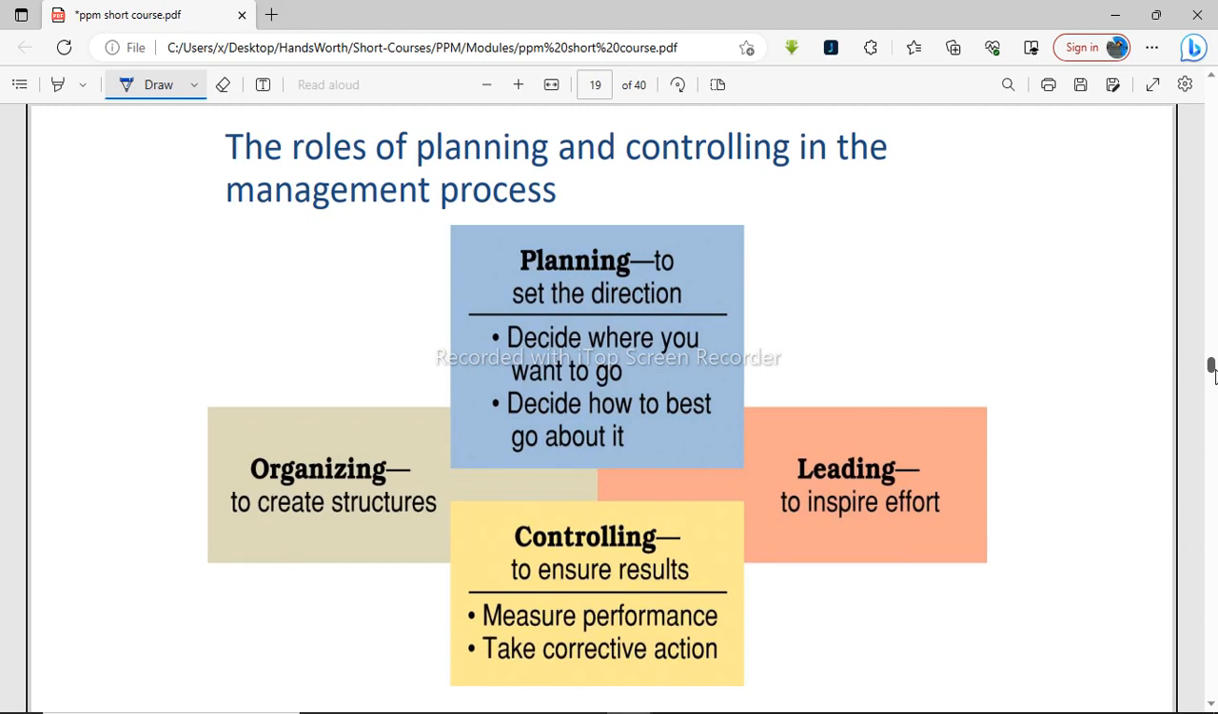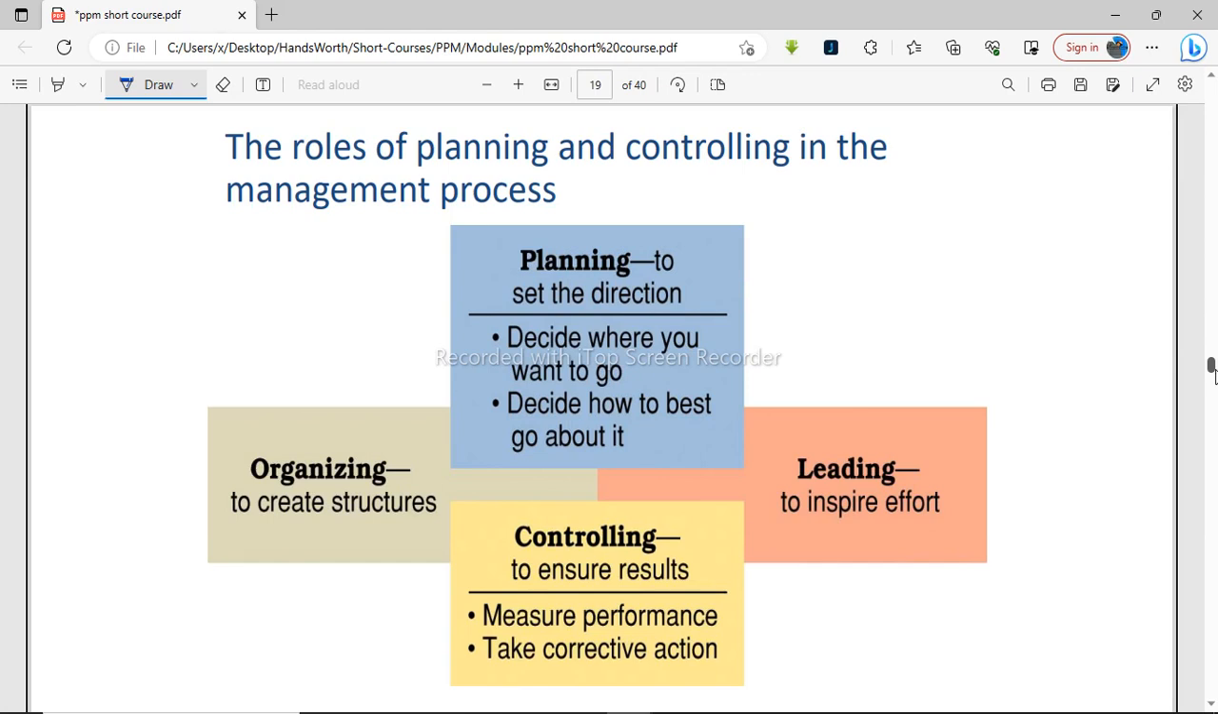Like I said at first, a plan is like a roadmap. You are drafting a roadmap that you are going to follow in order to achieve an intended outcome or to reach the destination that you want to reach. So planning helps us to decide where we want to go and how best we will go about it. What route we'll take, what resources will be required, how much of those resources will be required.